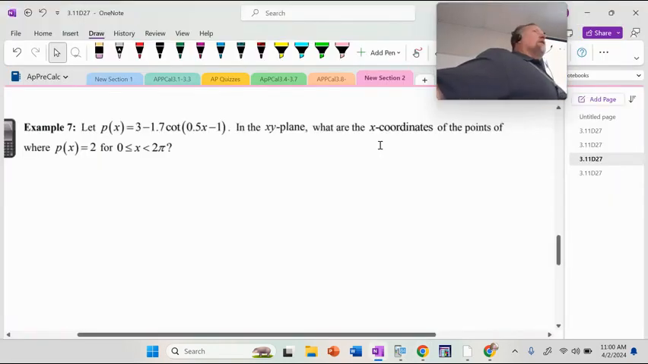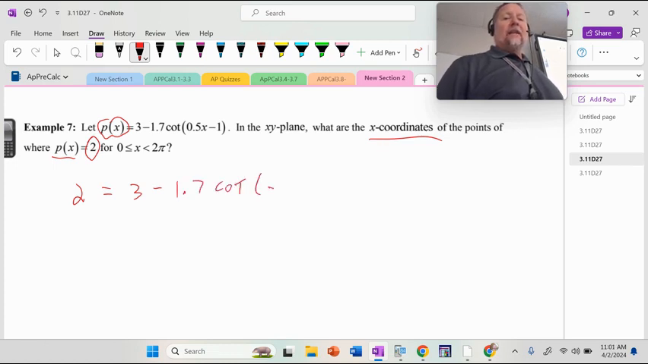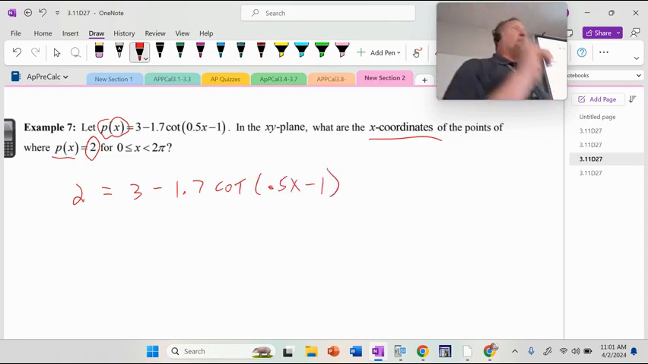Okay, so again, let's look at these directions. Let P of x equal this expression. In an xy plane, what are the x coordinates of the points where P of x equals 2? So that just means I put 2 here and solve this equation. In the other hour we did it by hand, like we did number 3 in our bell work. I'm going to hold off on that, and I'm going to show second and first hour how to do what we're going to do here.